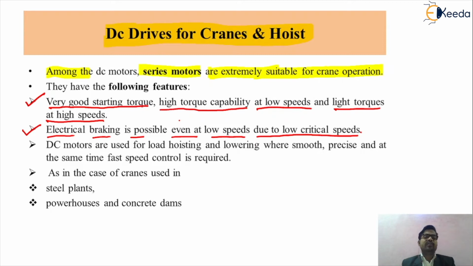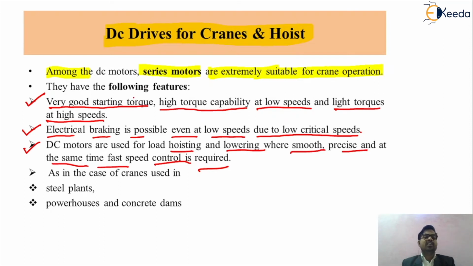So that's why we are preferring the DC series motor for particular applications. As we have seen, DC motors are used for hoisting and lowering, where smooth and precise, fast speed control is required. As we know, DC drives give a wide speed control range, because this is the beauty of the DC drive. For that reason, again, we are preferring the DC series motor.